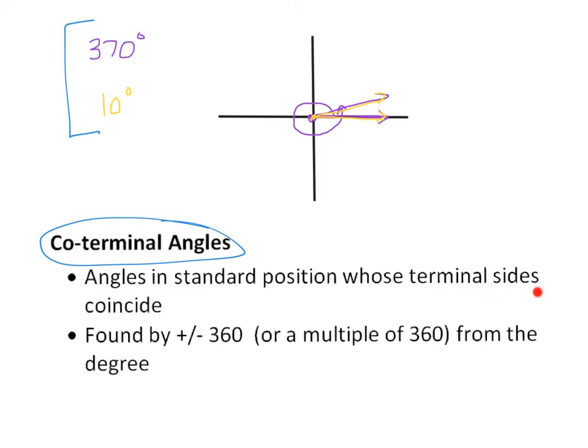whose terminal sides, the end ray, coincide or are in the same location. So coterminal angles can always be found by adding or subtracting 360 degrees from another angle. So this 10-degree angle here, if I added 360 to it, I get to 370 because they are coterminal, so they just are a difference of 360 one way or another. Let's practice.